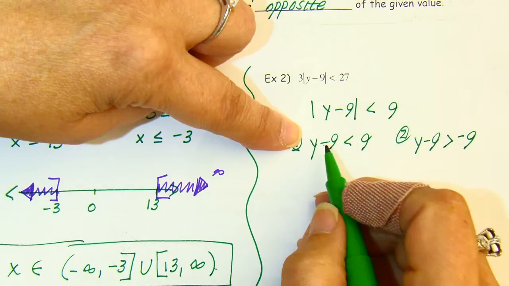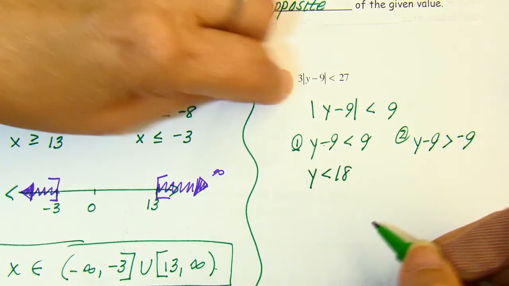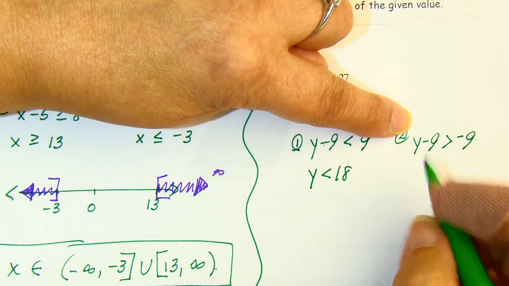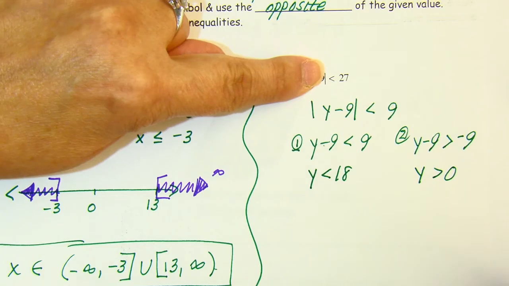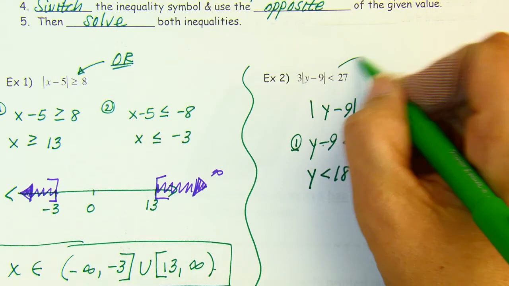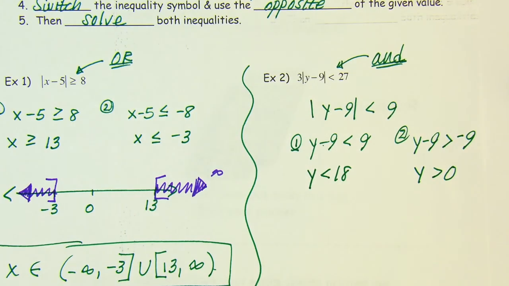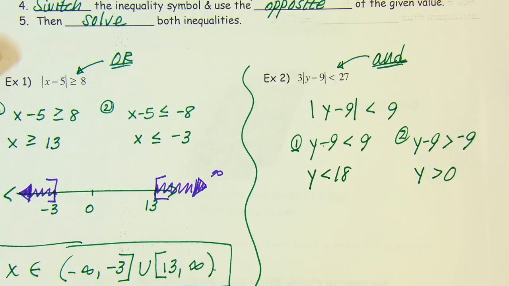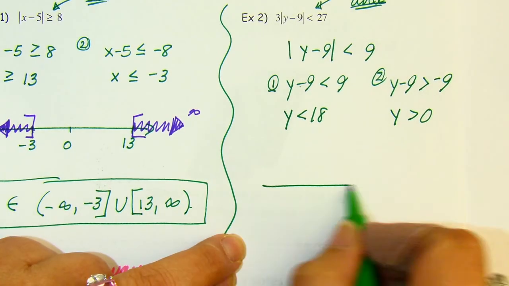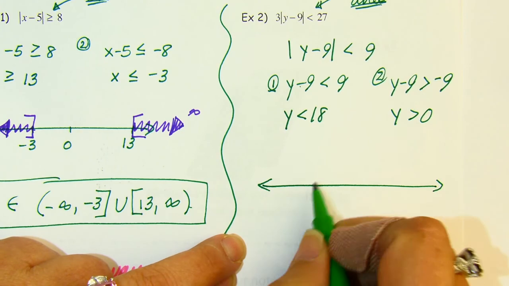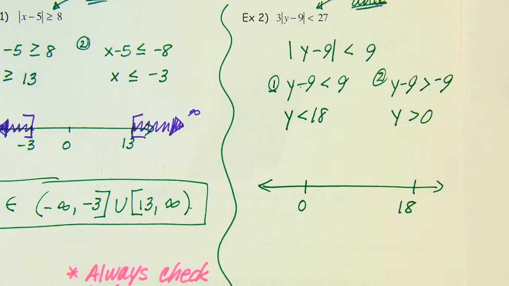Okay, now I'm going to add 9 to both sides. Y is less than 18. I'm going to add 9 to the other side. Y is greater than 0. Now, this is a less than. That's an and. And I should be expecting a shading in between graph. Notice my boundary points for the number line, 0 and 18. I'm going to put 0 here. I'm going to put 18 up here, just to show that they're pretty far apart.